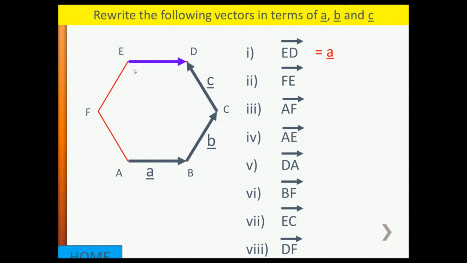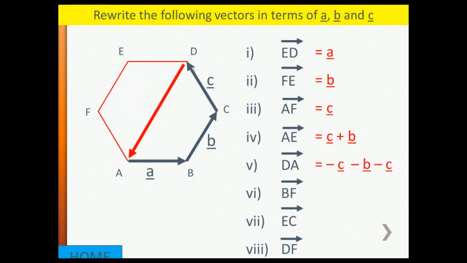What about FE? Well, FE is going in this direction, and it's the same as B to C. So it's going to equal the vector b. A to F, similarly, is parallel and the same as C to D, so it's going to be this vector c. What about A to E? Well, A to F is c, and F to E is b, so that one's just going to be c plus b.